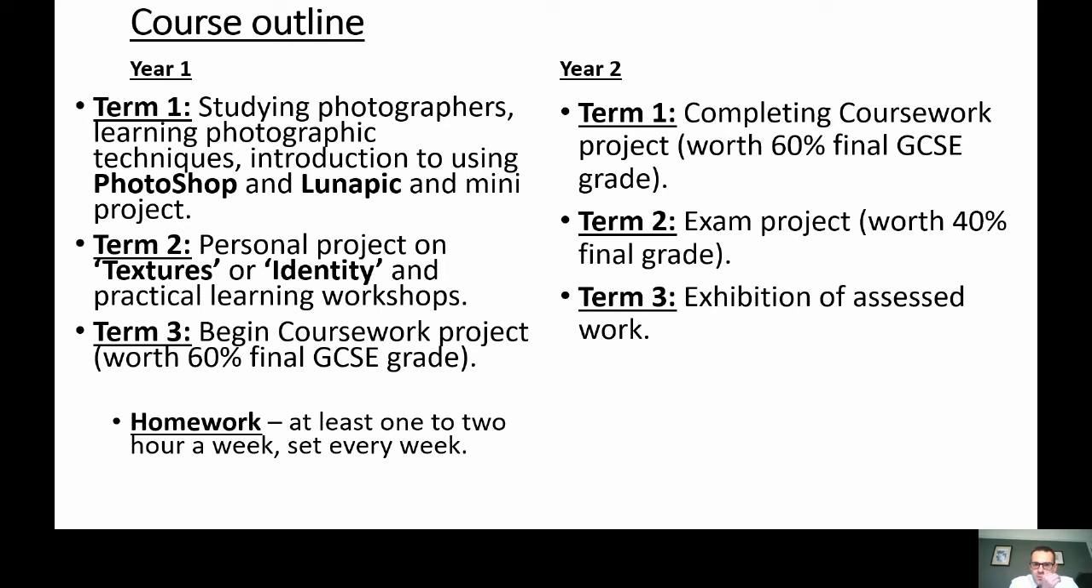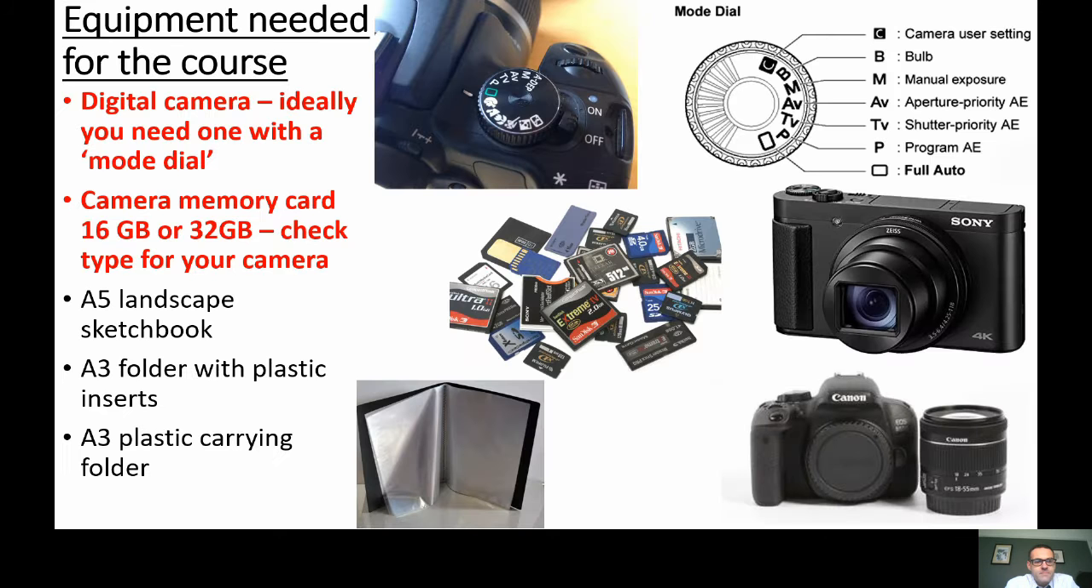Year 2, you will complete your coursework project in term 1. Term 2 is the exam project. Now that is externally assessed. You will be sent an exam starting point. It will be a word such as textures or identity, and then you'll produce a project based on that. And then term 3, you will finish off your projects and exhibit the work ready for assessment. Homework, at least 1 or 2 hours per week, and that will be set every week.